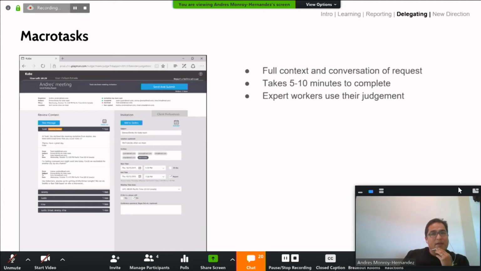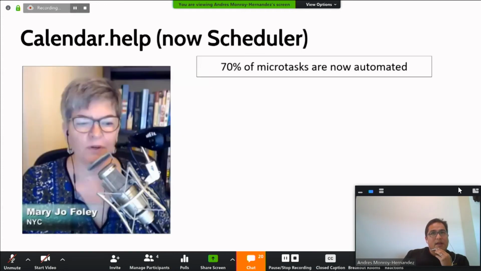And over time, the goal was to automate more and more. So today, the project actually continues. I'm no longer working on this project. It was called Calendar.help at the time. Now it's called Microsoft Scheduler.